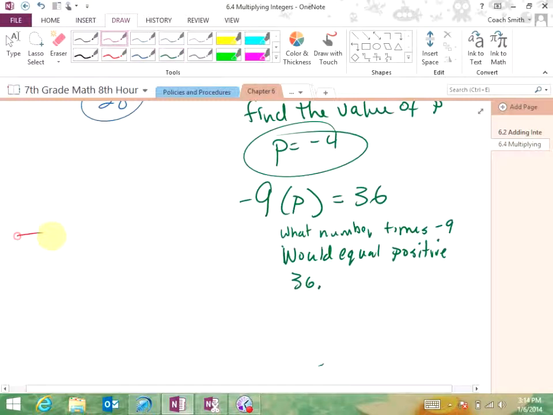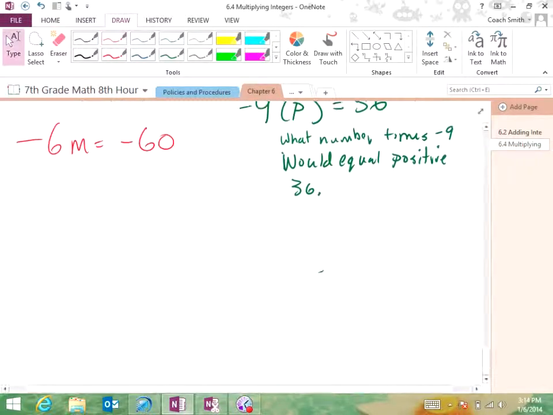Then what about this one? Negative 6m equals negative 60. All right. Who has an answer?